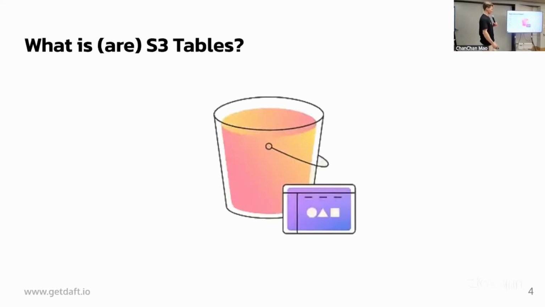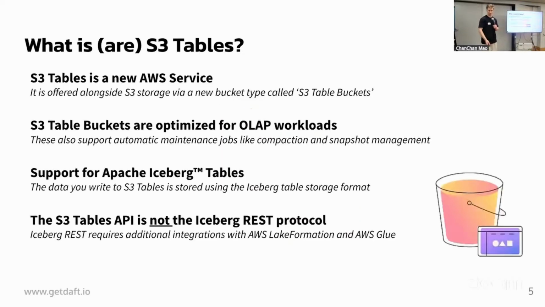So the first thing is, what are S3 tables? And why am I saying "are"? Because there's more to this, so we're going to dig into it. First, S3 tables is a new AWS service. We'll see in the SDK, S3 tables is a different service than S3. It's its own thing, and it's offered alongside S3 storage. When you create a bucket, you can create a table bucket. And these table buckets are optimized for storing Iceberg tables, which is pretty nice.